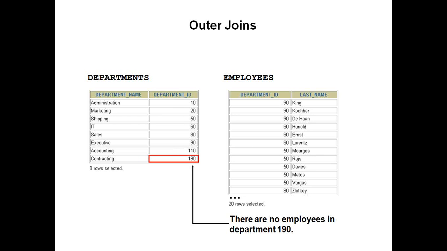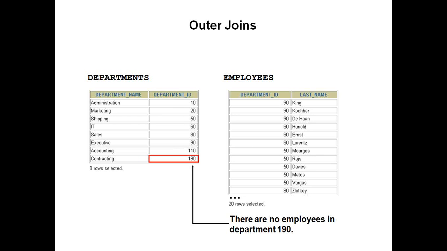On the left hand side you can see the departments table, and on the right hand side we have the employees table. In the departments table we have a new department that was added. The name of the department is contracting, but no employee was working under this contracting department. So when you verify the employees information on the employees table, you can see there is no employee working in that particular department called contracting.